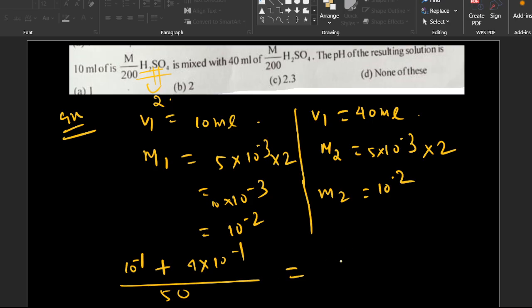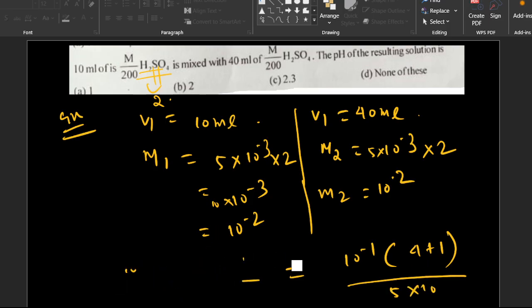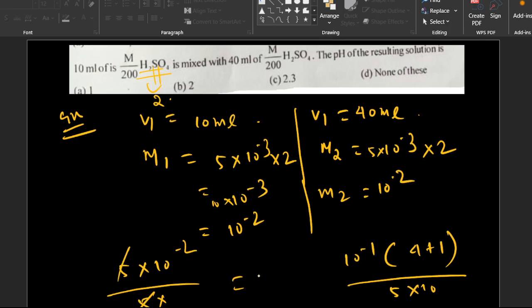So this value will be 10 raised to minus 1, I take common, then 4 plus 1, and this is 5 into 10 raised to 1. So what I'll do, that is 5 into 10 raised to minus 1. So below is 5 into 10. If you take it above, then this will become 10 raised to minus 1. So 2 minus 1, that is minus 2. So this cancels, and it becomes 10 raised to minus 2.